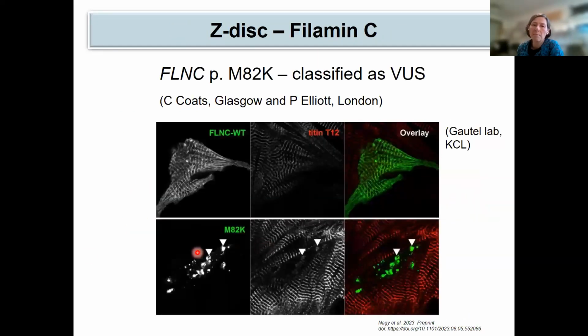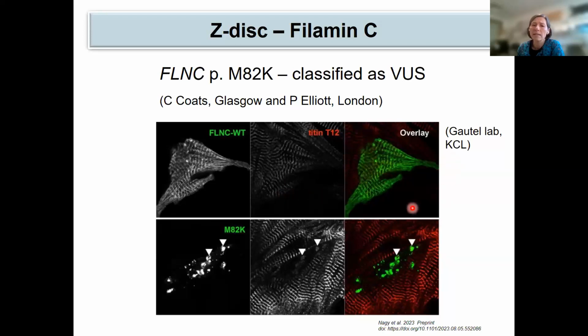And this is a dilemma clinical geneticists are facing. Here, just taking an example of a filamin C missense variant identified both in Glasgow by Caroline Coates and by Perry Elliott in London. Methionine at position 82 to lysine mutation, but currently classified as a variant of unknown significance, which means it's not actionable. Family screening is not recommended.